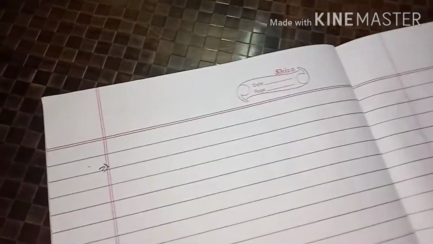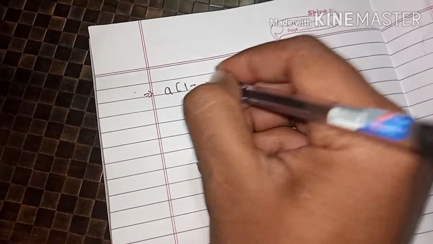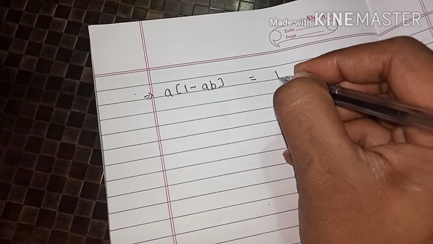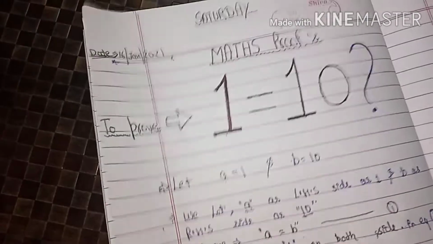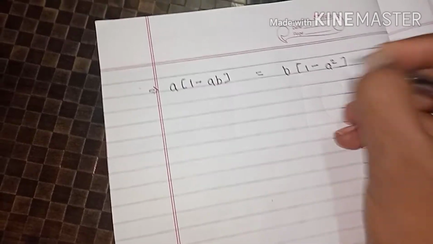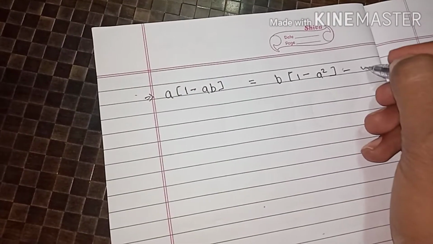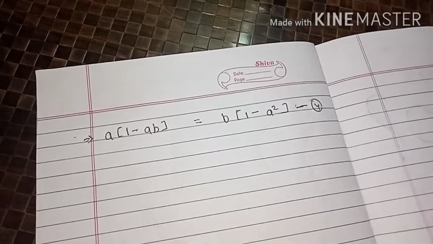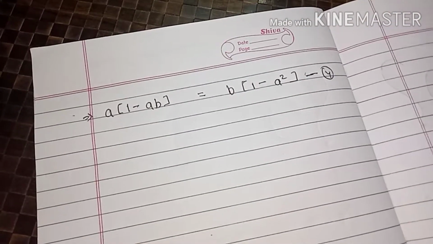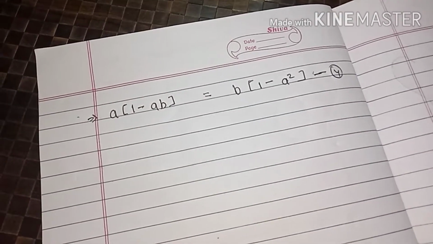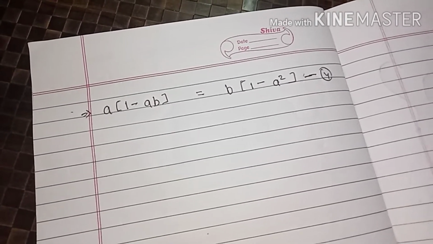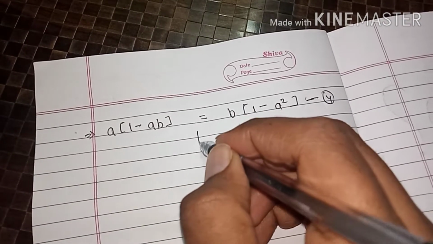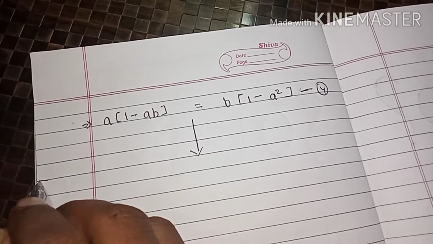Okay. So we rewrite equation 4: A(1 minus AB) is equal to B(1 minus A square). So here two cases are generated for proving A is equal to B and proving 1 is equal to 10. If we prove one, then the second one is also always proved. So here we make two cases.